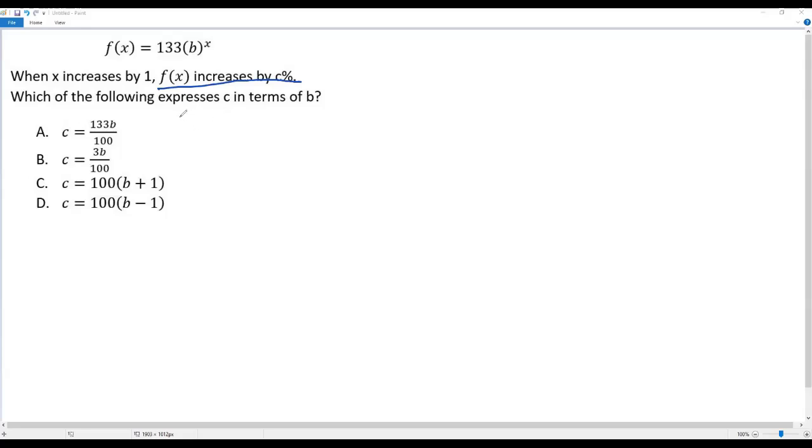Okay, so from the given information, we have to solve for c in terms of b. And when I look at the given function, clearly it's an exponential function. So whenever we have an exponential function, it may be exponential growth or it may be exponential decay. Let me write both functions here. That is f of x equals a times (1 + r%) to the x power, or f of x equals a times (1 - r%) to the x power.